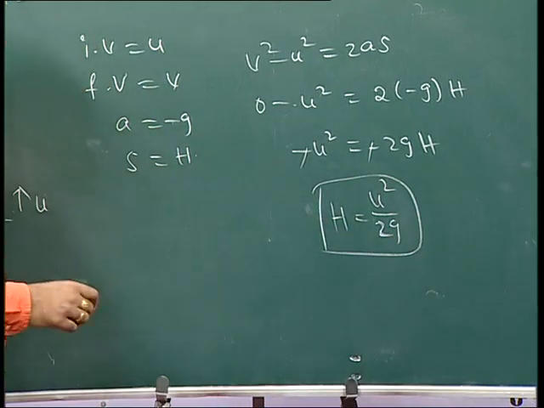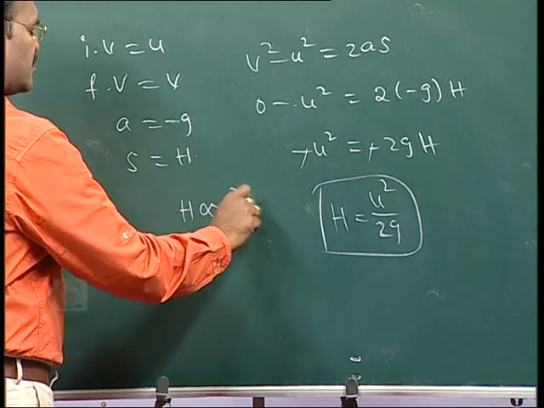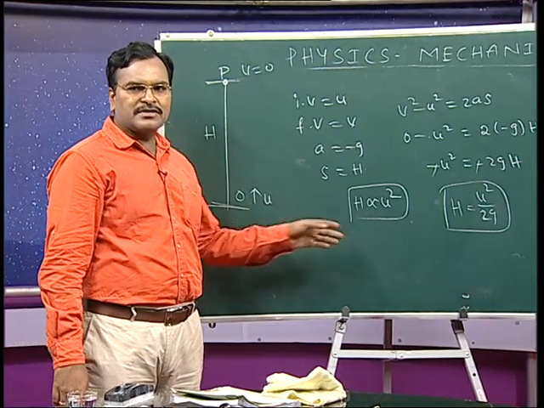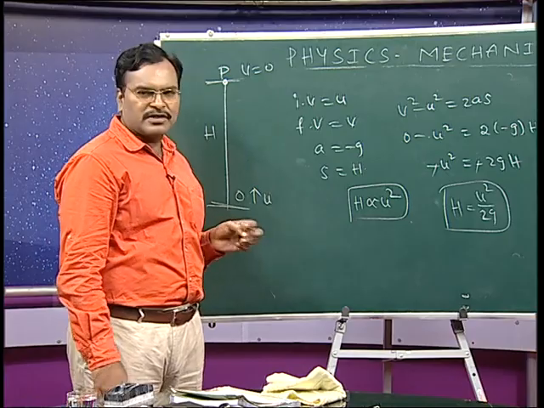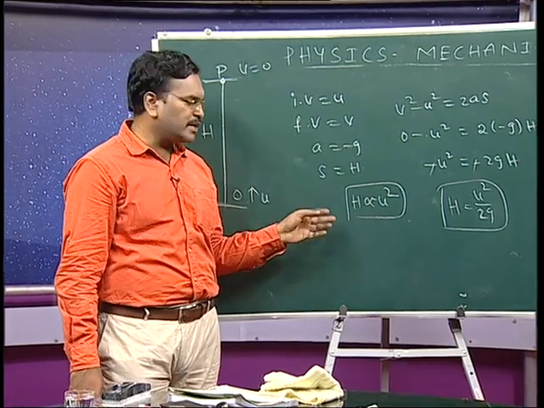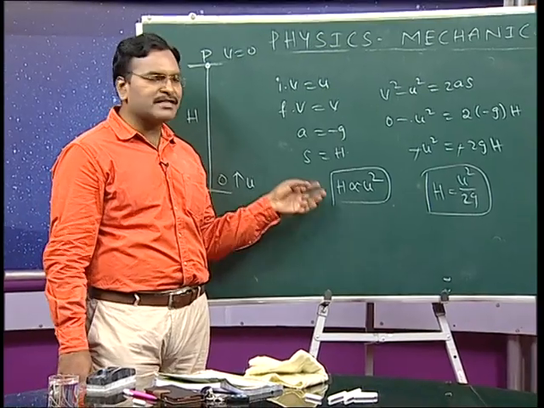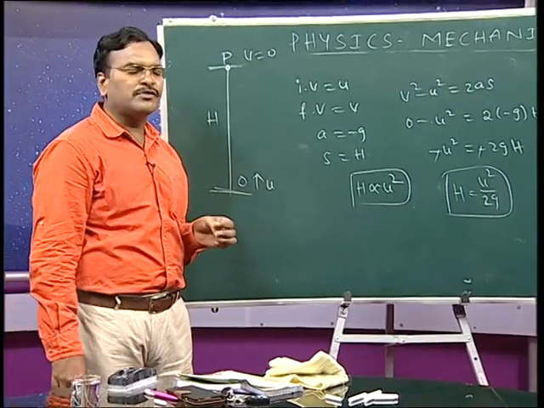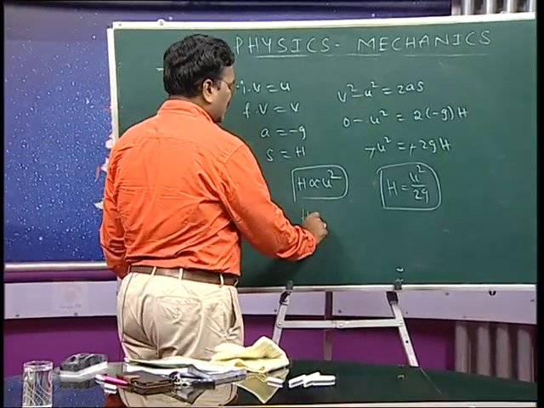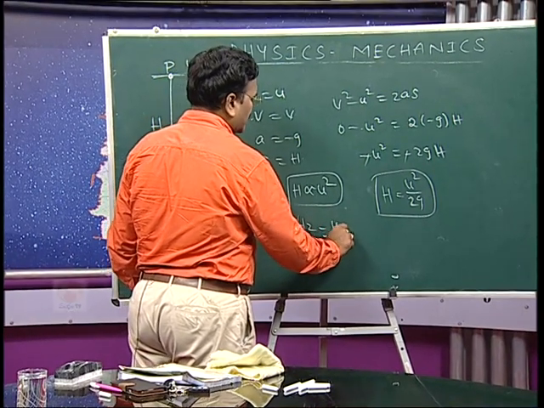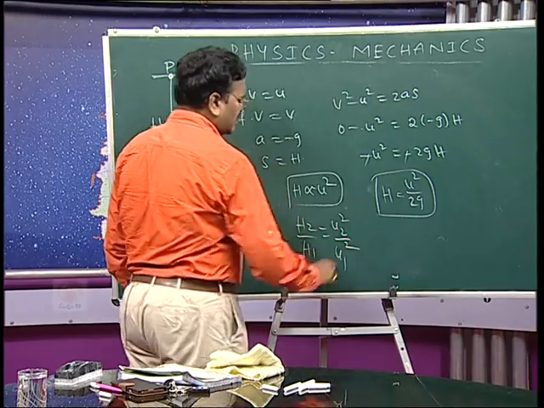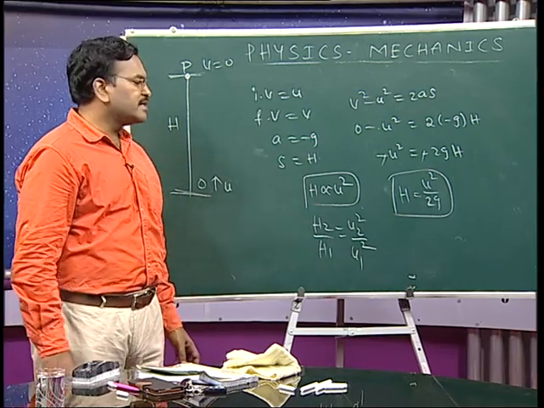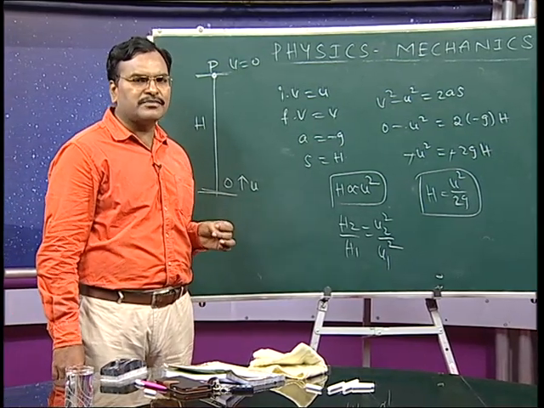So, for a given place g is constant, h is proportional to u square. As initial velocity increases, the maximum height reached by the body increases. Now the question: a body is projected with some velocity, and the maximum height reached by the body is 5 meters. If the velocity of the body is doubled, find the maximum height reached. Here velocity is doubled, so u1 is u and u2 becomes 2u. So h2 by h1 is equal to u2 square by u1 square, since h is proportional to u square for a given place where g is constant. Here h is the maximum height reached by the body.